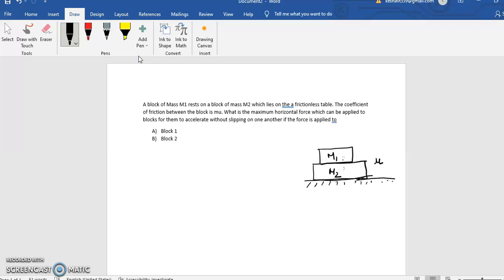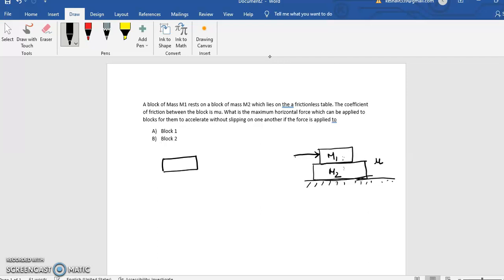Now in the first part of this question, it is asked that I apply a force on M1. What maximum force can I apply on M1 such that both blocks move together? For solving this question, let me draw the free body diagram.